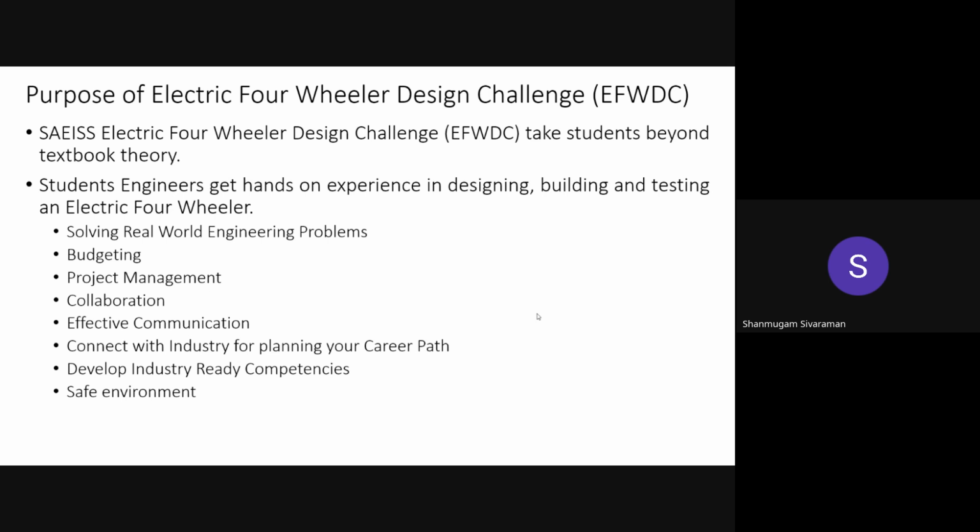That means our chances of getting recruited by industry are high. This is not a promise of you getting placed. This event is very clear. This will build competency so that you are industry ready.